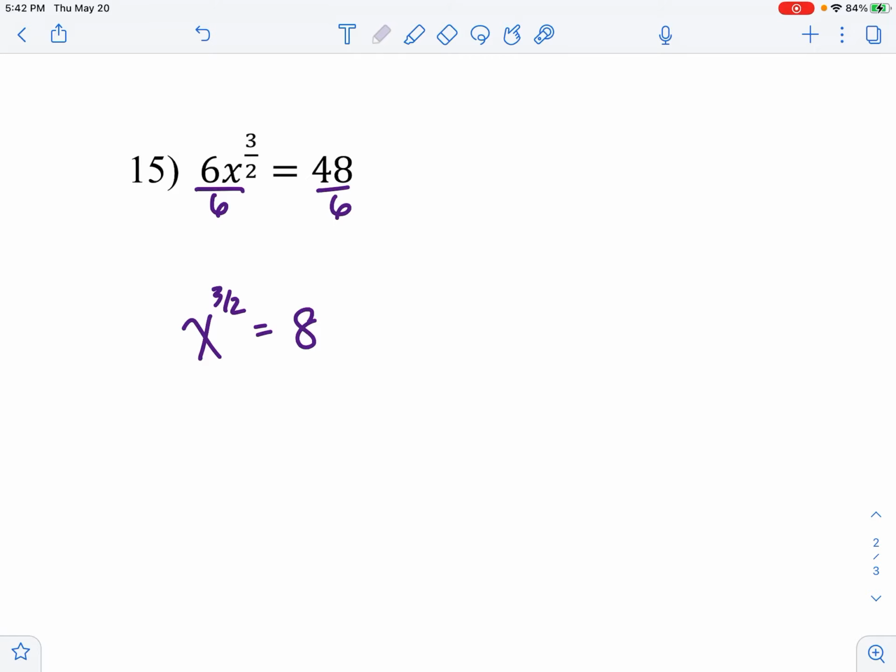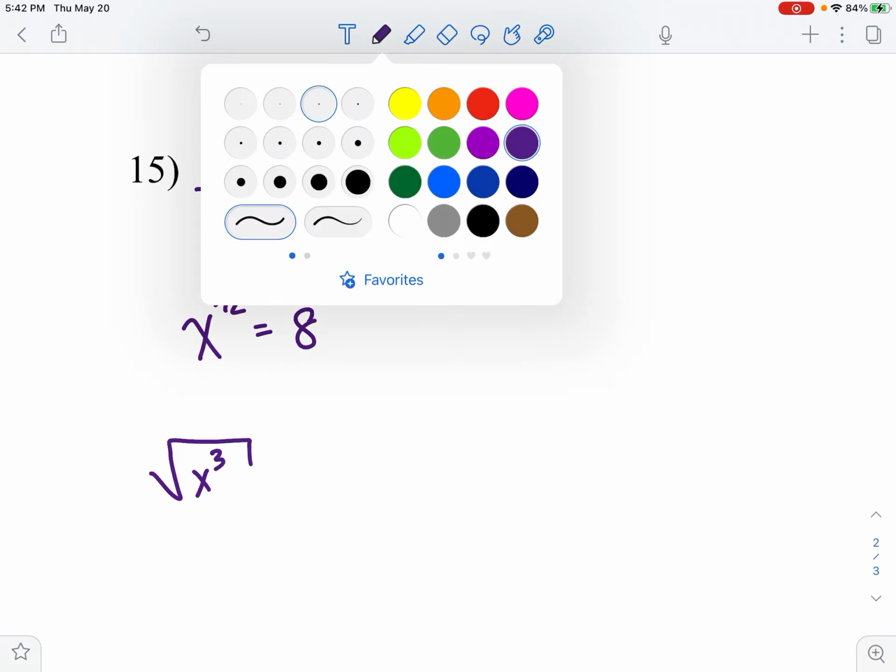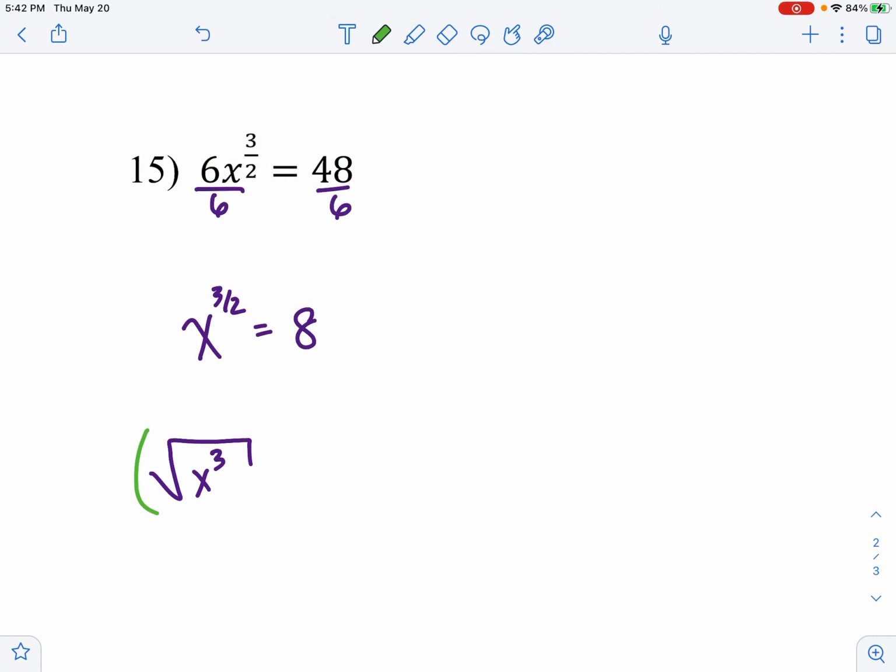And now I want to undo the 3 halves power. You could think about what it was. You could think about it as the square root of x cubed and then undo each of those things one at a time. Let's see what we would do. I would square it to get rid of the square root, and I would take the cube root to get rid of the x cubed, but I can just do that in one step now.